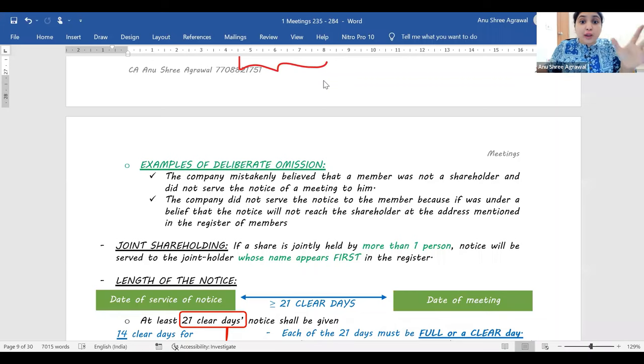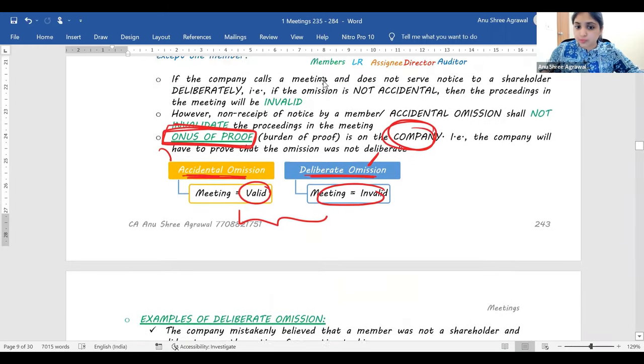Company, you cannot make a decision whether it's going to reach that person or not. What is your responsibility? You have to send the notice to every shareholder. Even if you think the notice will not reach the shareholder, you still have to send. And how can you not know who your shareholders are? Of course, you will know who your shareholders are. You have to give a notice to all the shareholders.